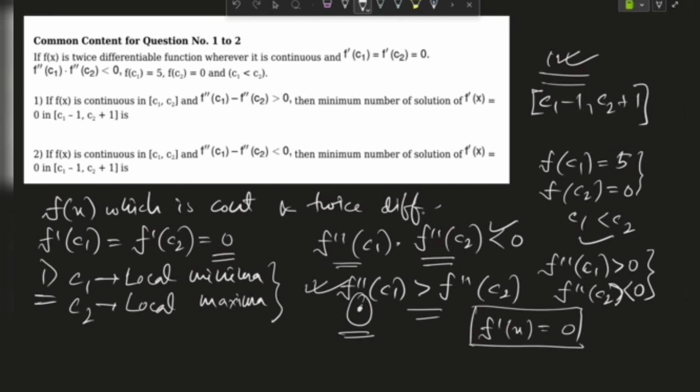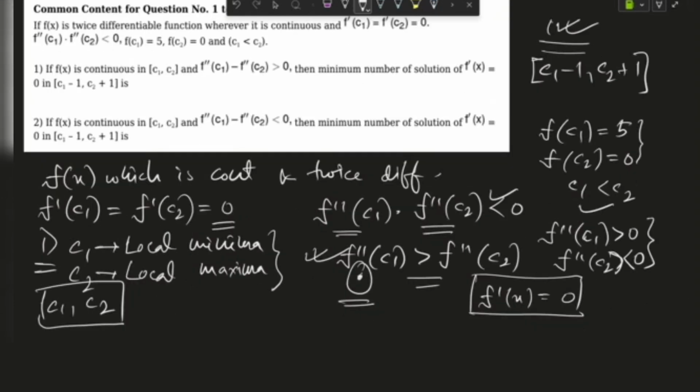So yeah, now if we observe carefully, because c1 and c2 are local minima and local maxima, already we have two roots for f dash, right? These are c1 and c2. Pretty obvious from the first part itself. Now we will have other roots also. I will show you how. So if you notice the question, f of x is a twice differentiable function wherever it is continuous. That's pretty obvious. If we have a continuous function, then it is differentiable, and if it is not continuous, there is no question of it being differentiable.